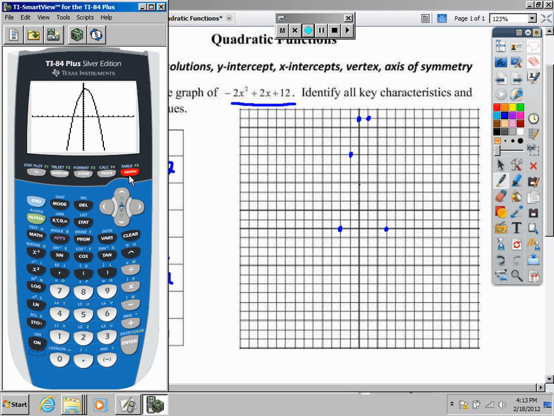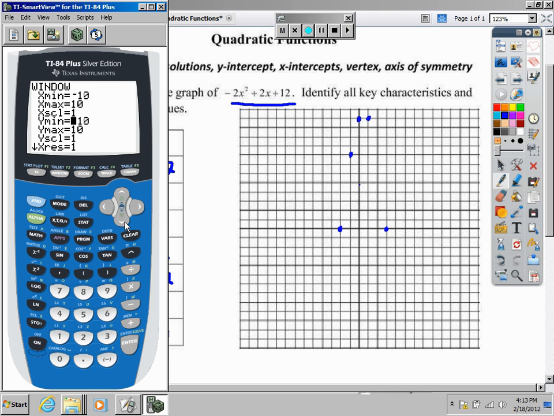If I just hit graph, I may or may not see the graph. Now, for some of you, you might not see it, but if you don't see it right away, hit zoom and go to zoom standard, which is number 6. Zoom standard. Now that's maybe not big enough for my window. I need to increase my Y max. So I go to my window and I change my Y max to be like 15. Now I look at the graph.